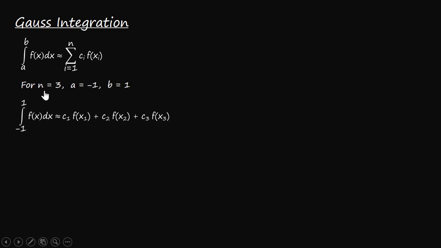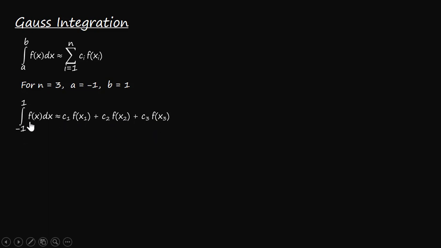Similarly, for n equals 3, a equals -1, b equals 1, this formula can be written as the integration of f of x from -1 to 1, approximated as c1 f of x1 plus c2 f of x2 plus c3 f of x3. Now here we have 6 unknown numbers, that is c1, c2, c3, x1, x2 and x3. We need 6 conditions, 6 equations, to determine the values of these unknown numbers.